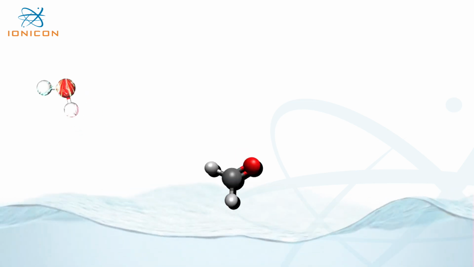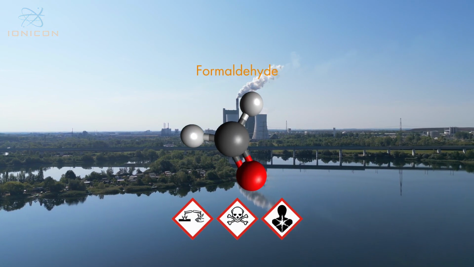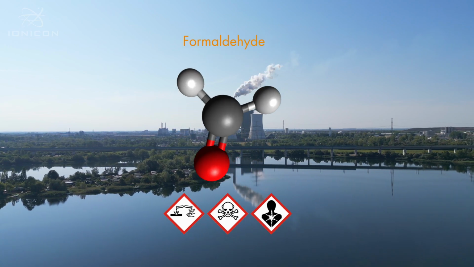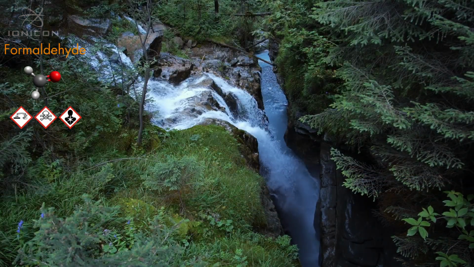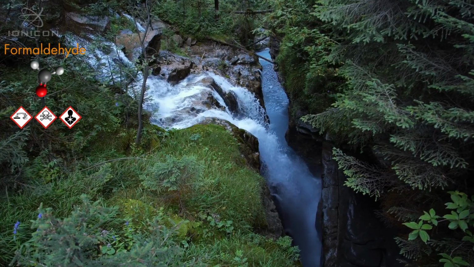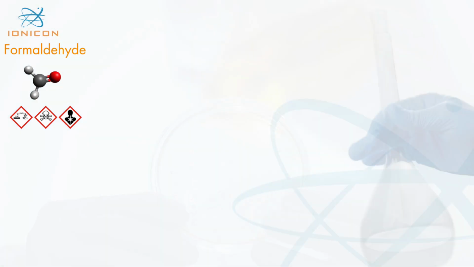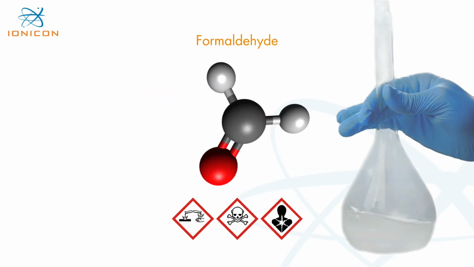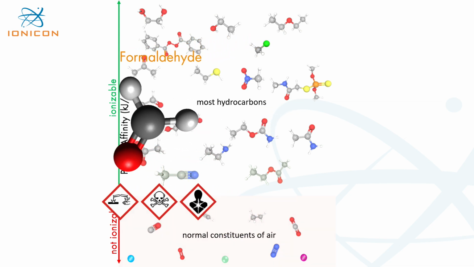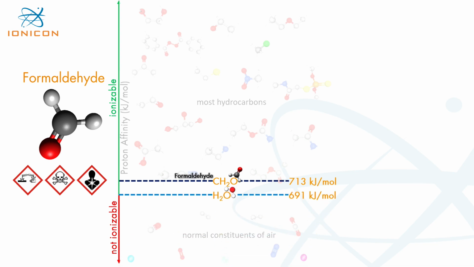As an example, let's take a look at formaldehyde, which is one of the most manufactured chemicals with an annual production of more than 20 million tons. It also occurs in nature as an oxidation product of terpenes and as a metabolic product of bacteria. It is classified as carcinogen, making the study of this chemical of great significance. Formaldehyde has a proton affinity of 713 kilojoules per mole, so very close to that of water.